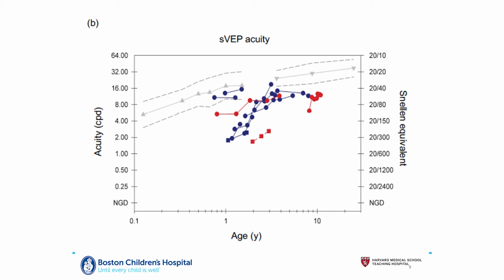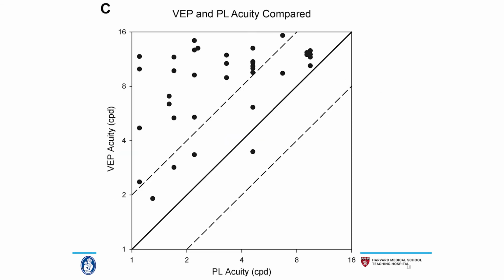The sweep VEP acuity is expected to be higher than the preferential looking acuity, at least initially, and they may equalize over time, but this was seen in only a small subset of our population. Plotting parallel preferential looking and sweep visual evoked potential acuities for each patient when tested with both measures on the same day demonstrated a gap of greater than 1 octave higher sweep visual evoked potential acuity consistently in this population over time.